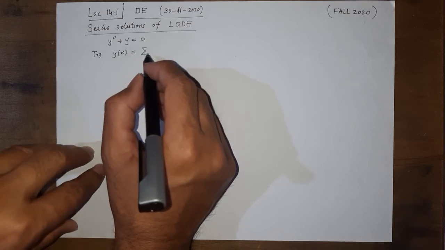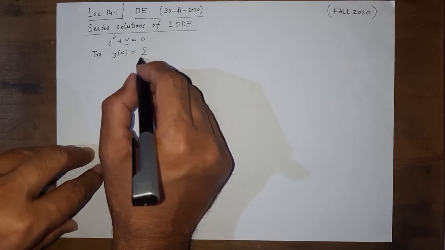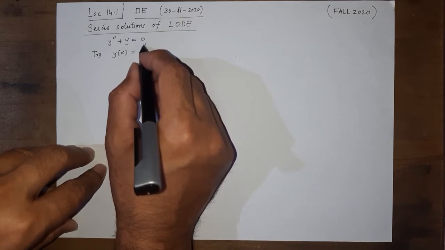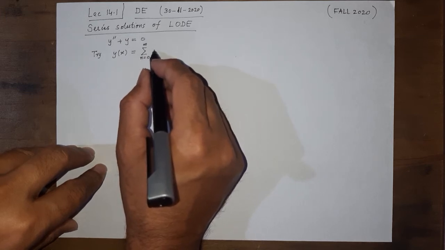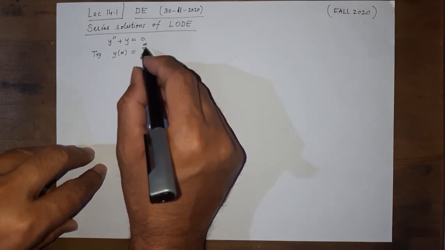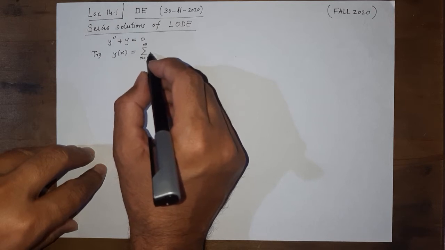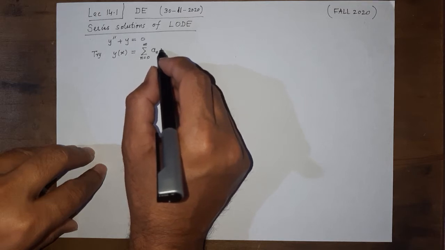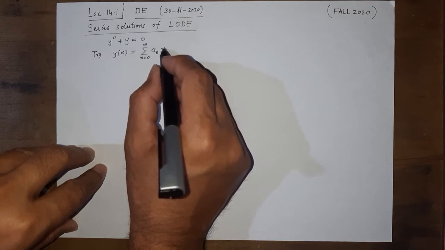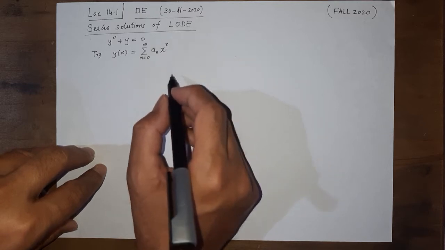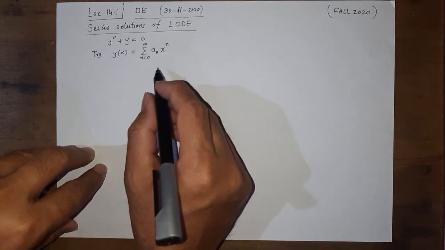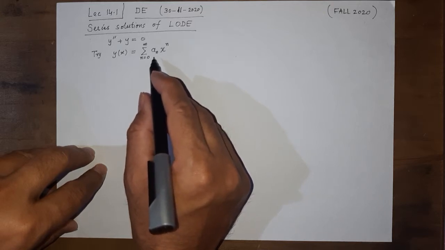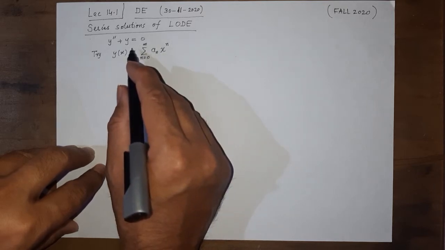For example, we have a series, the summation sign, which everybody is familiar with, where n varies from 0 to infinity. There are possibly infinite terms, and the nth term is some coefficient a_n times x raised to the power n. So let us try this to be our expression for the solution that satisfies this differential equation.